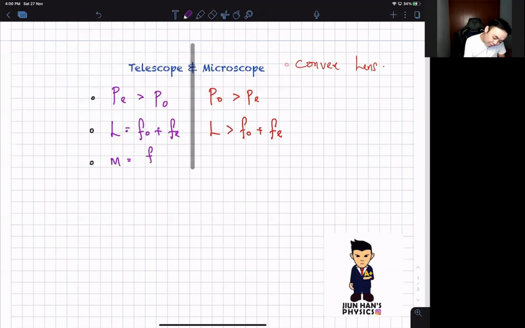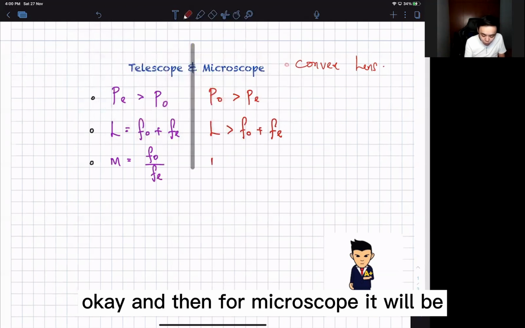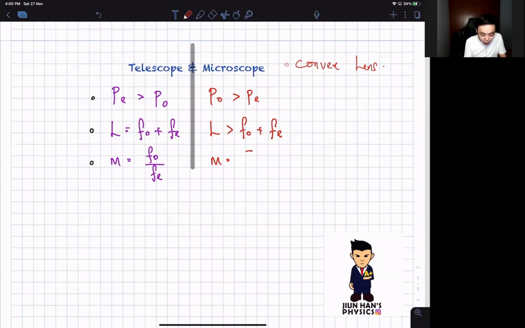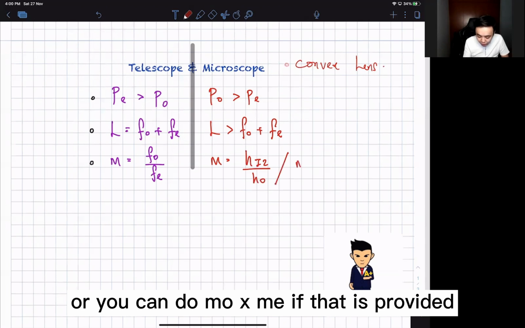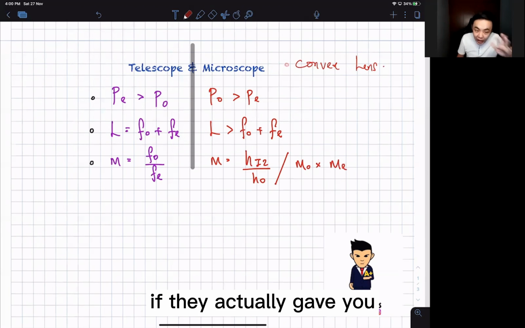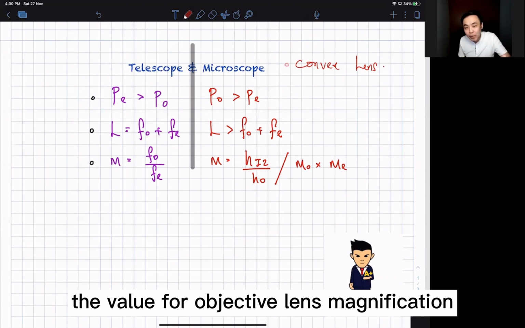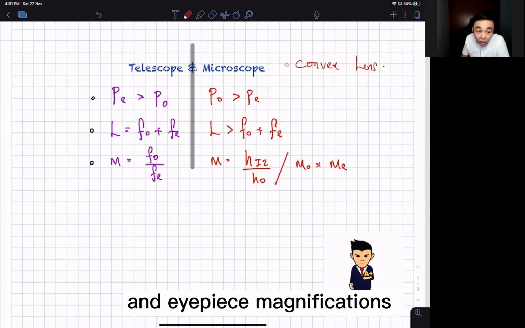And then lastly, how do we calculate magnifications? For telescope, it is FO over FE. And for microscope, it will be the height of the image divided by the height of the object. Or you can do MO multiplied by ME, if they actually gave you the values for the objective lens magnification and the eyepiece magnification.